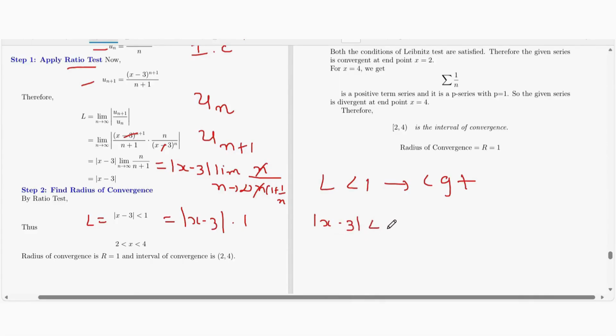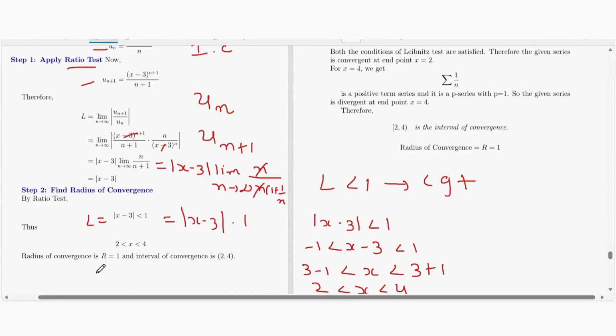So what does it mean? Minus 1 less than x minus 3 less than 1. Now to find x, add 3 on both sides. So 3 minus 1 less than x less than 3 plus 1. What do we get? 2 less than x less than 4. So this is the range of x for convergence of the series. Got it? So from this, what do we conclude?